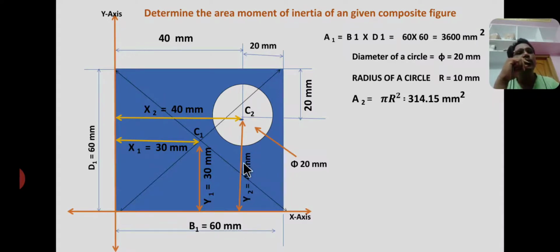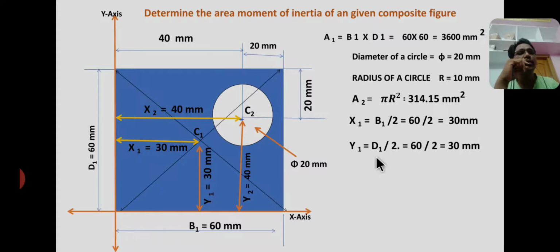So y2 equal to the total height of the square, 60 mm, but you have to subtract this 20 mm distance. So from here to here the distance is 40. Therefore y2 equal to 40 mm. So x2, y2 are the coordinates of centroid C2. From the figure, x1 equal to base by 2, y1 equal to depth or height by 2. Now x2 equal to 40 mm, y2 equal to 40 mm.